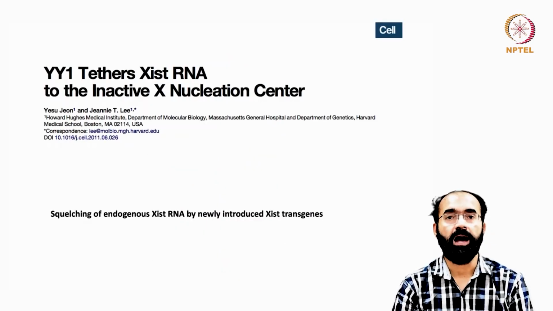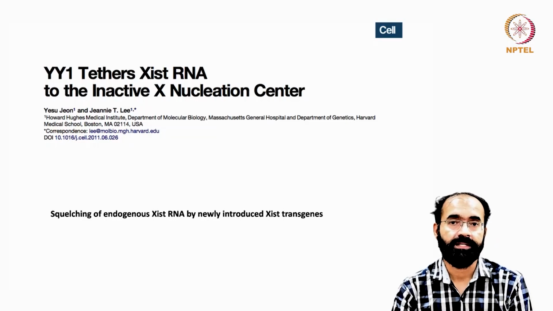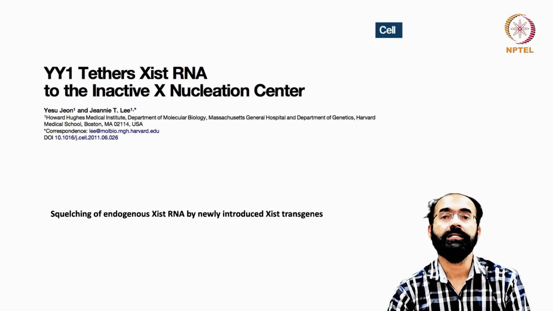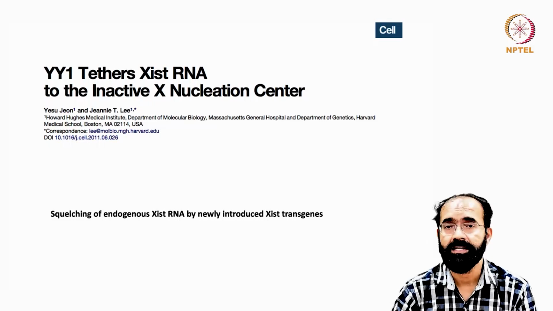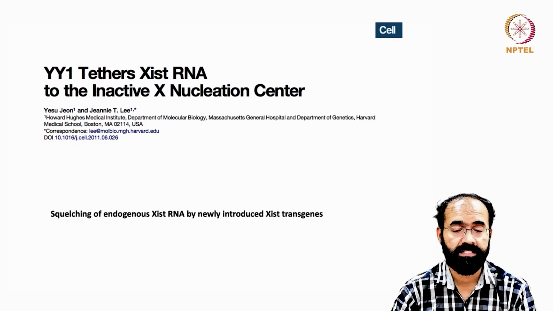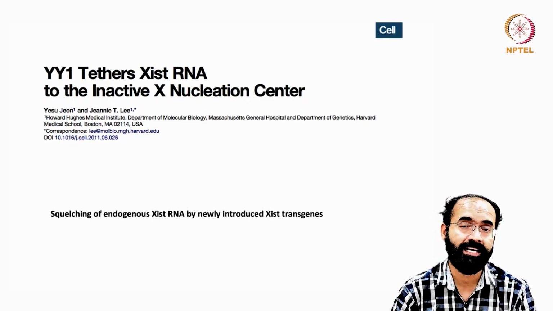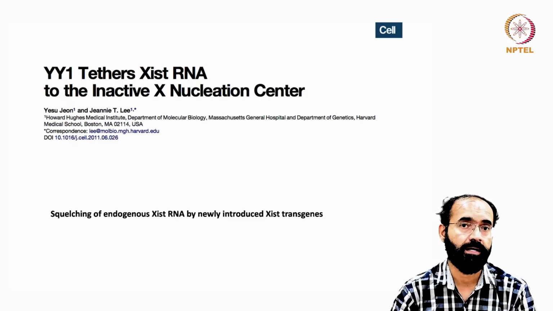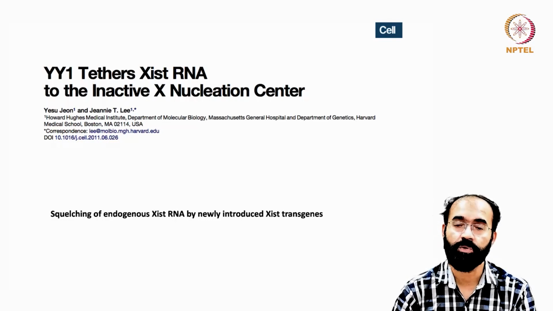Now let us see another article which discussed the role of this Xist RNA, tethered onto the X inactivation center by a protein called Yin Yang 1, that is YY1. So YY1 is capable of tethering this Xist RNA for causing the X chromosome into the inactive phase. Xist RNA needs to be coated; someone has to stick this Xist onto the X inactivation center. This is facilitated by a protein called YY1.